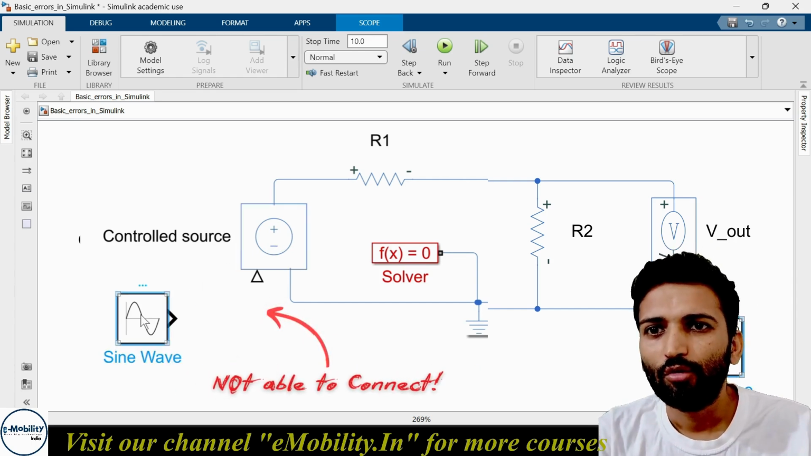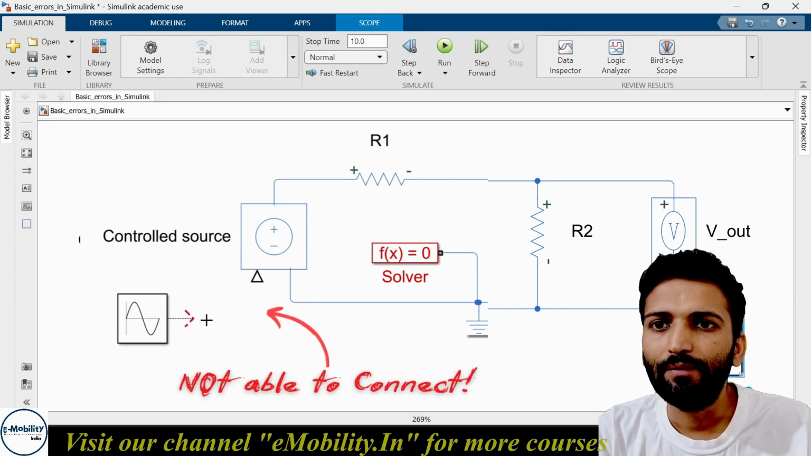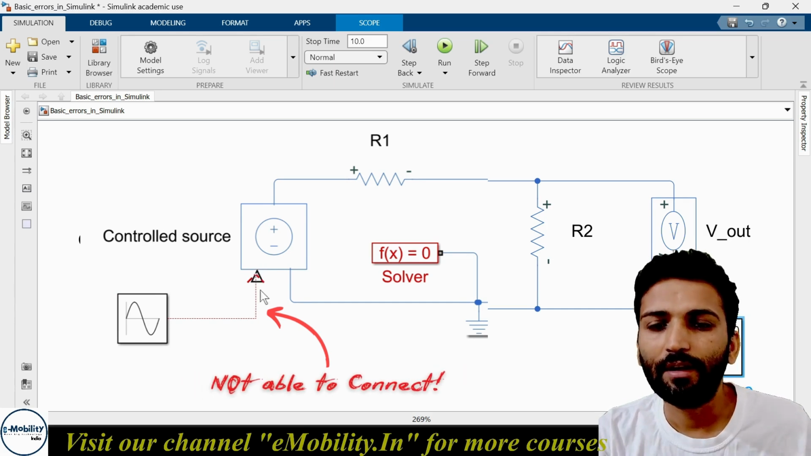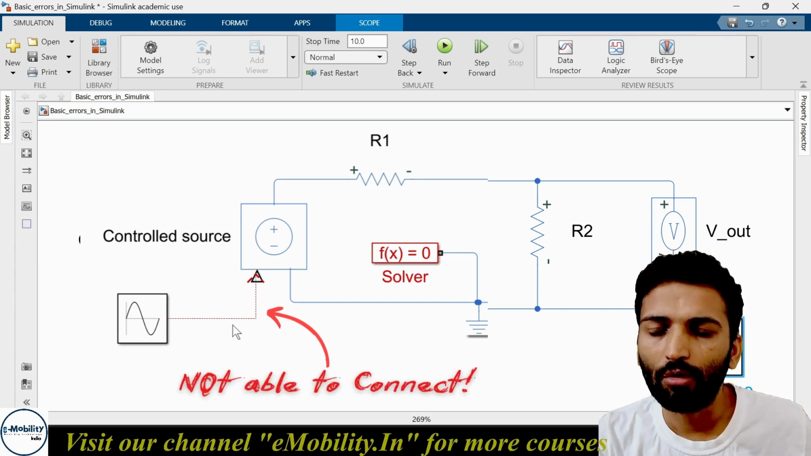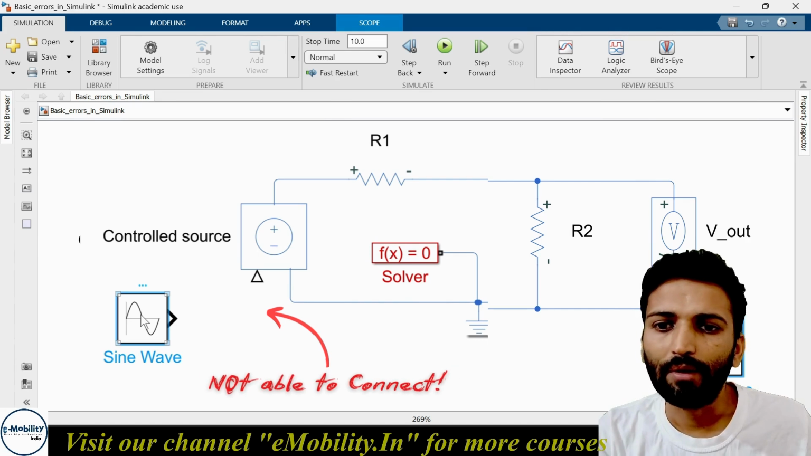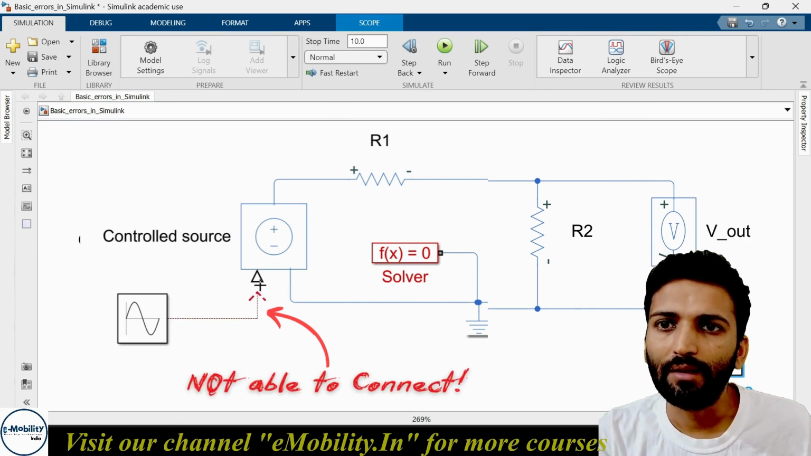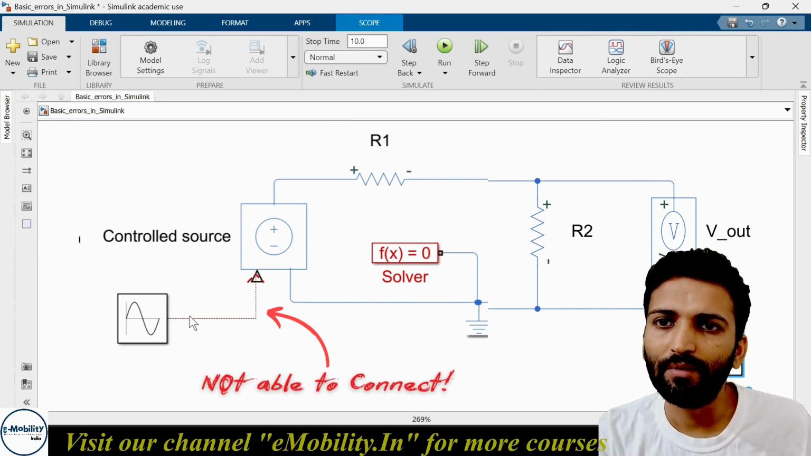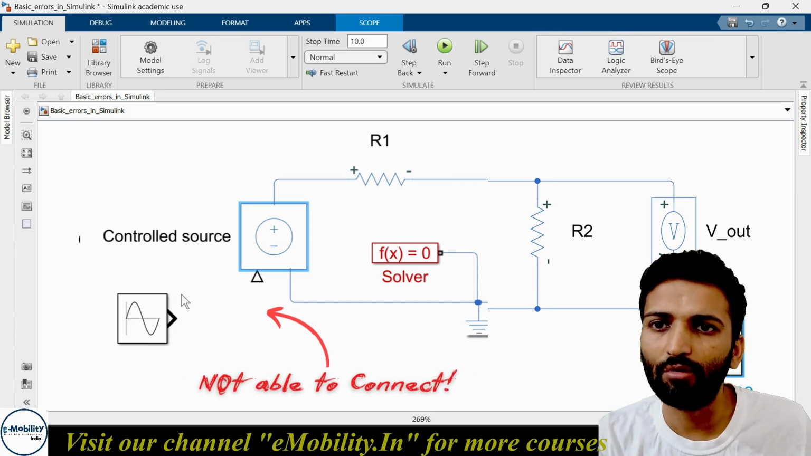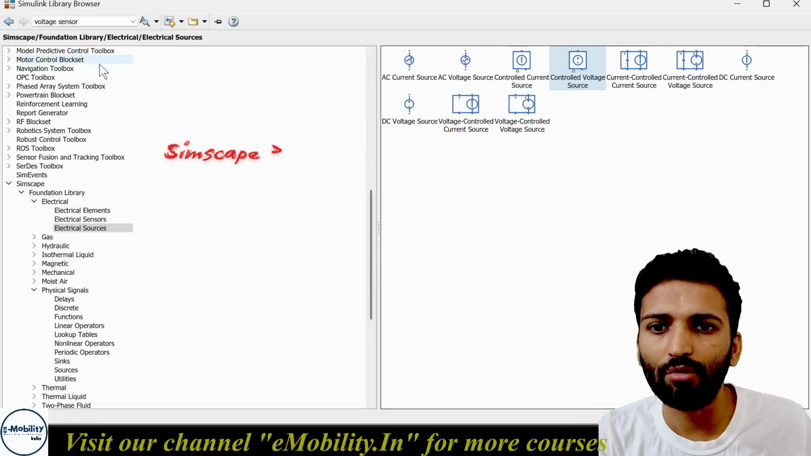Greetings to all. So today we will be dealing with a problem which is very common in MATLAB, which is the dreaded dotted yellow red line problem. What happens if you are making a circuit in Simscape, and especially using the Simscape electrical foundation library, which I will be showing you here.